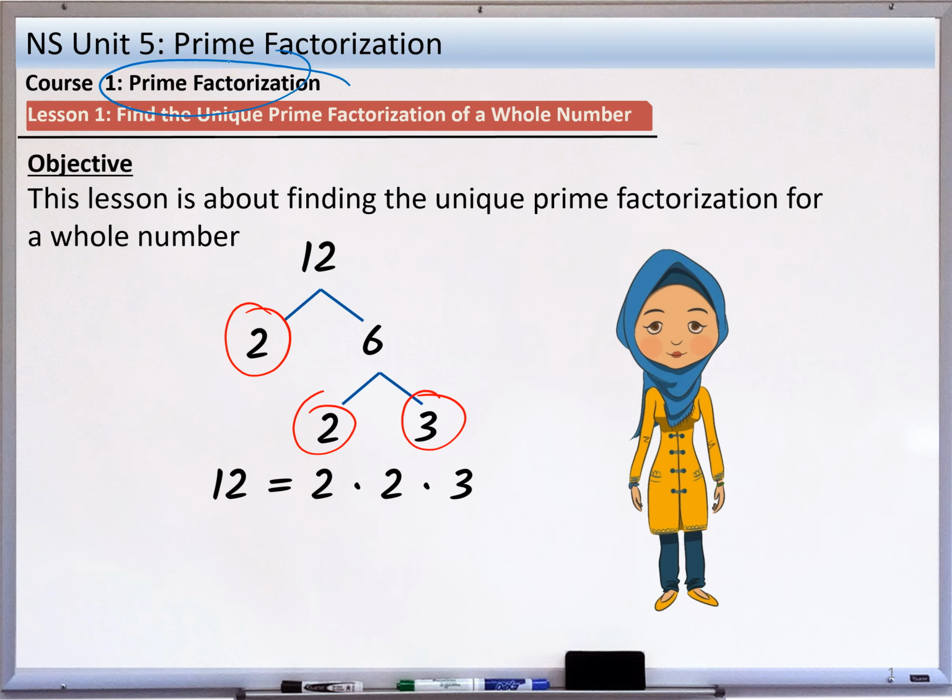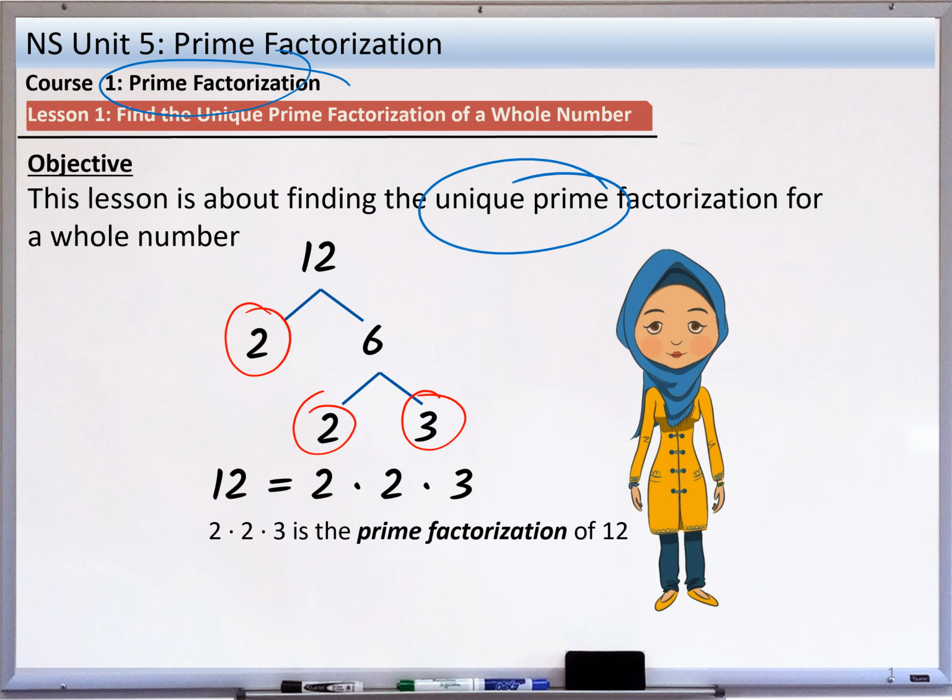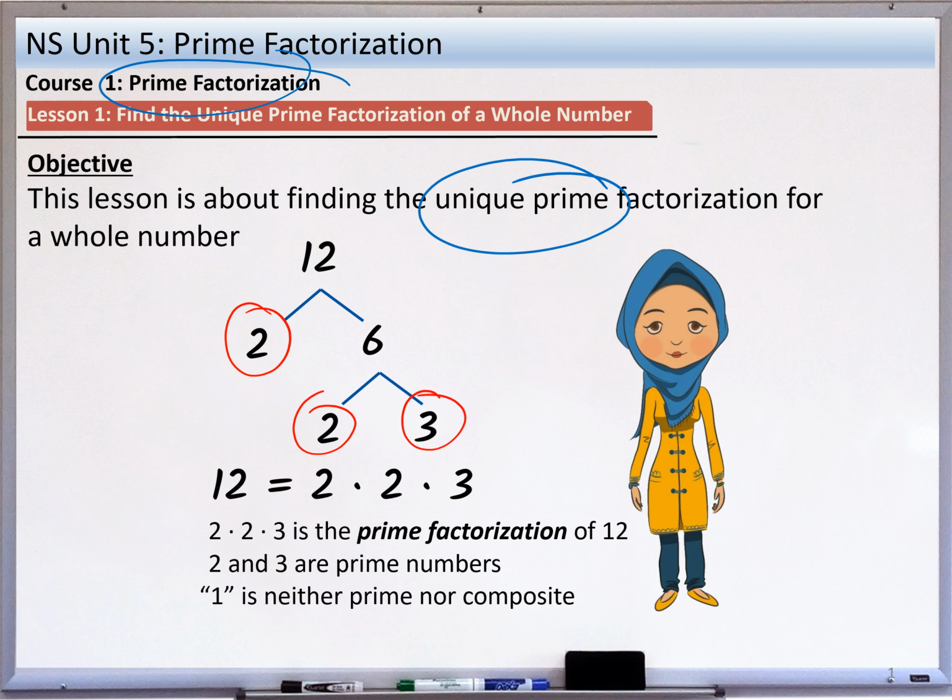Specifically, we want to find the unique prime factorization for a whole number. Our first example is the prime factorization of 12, which is 2 times 2 times 3. 2 and 3 are prime numbers, so basically prime factorization means we're going to express a number using only its prime factors. And remember that the number 1 is neither prime nor composite, so don't use it in your prime factorization. Let's get started.